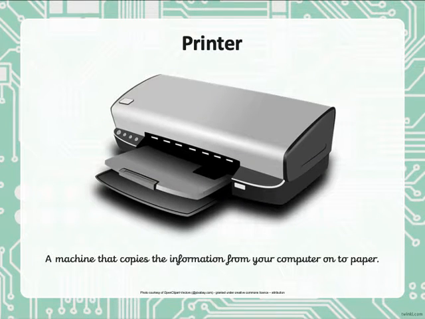A printer. So a printer has probably been quite useful for those of you that have one during this whole home learning period. A printer looks like this. They are machines that copy the information from your computer onto paper.